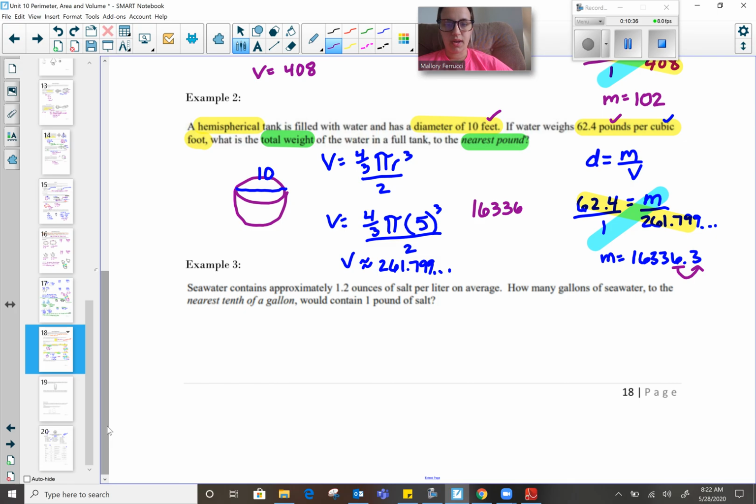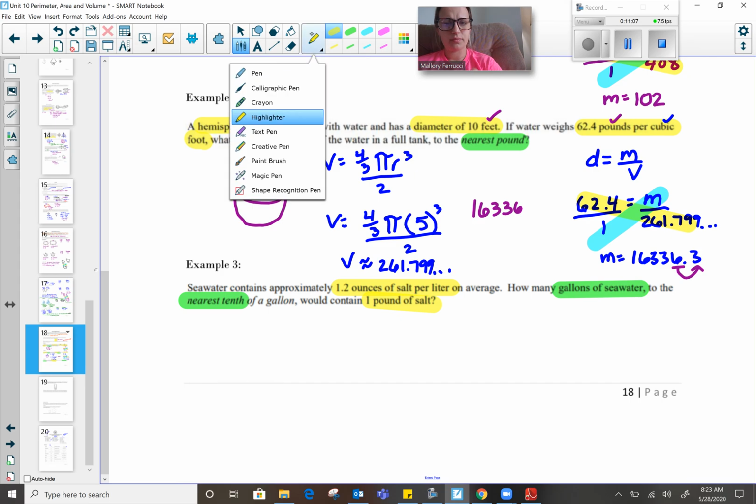Okay, so now, sorry, example number 3. Seawater contains approximately 1.2 ounces of salt per liter on average. How many gallons of seawater to the nearest tenth would contain 1 pound of salt?